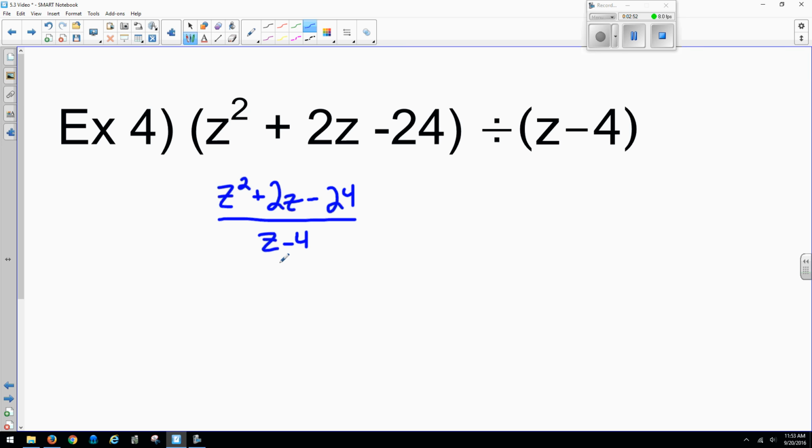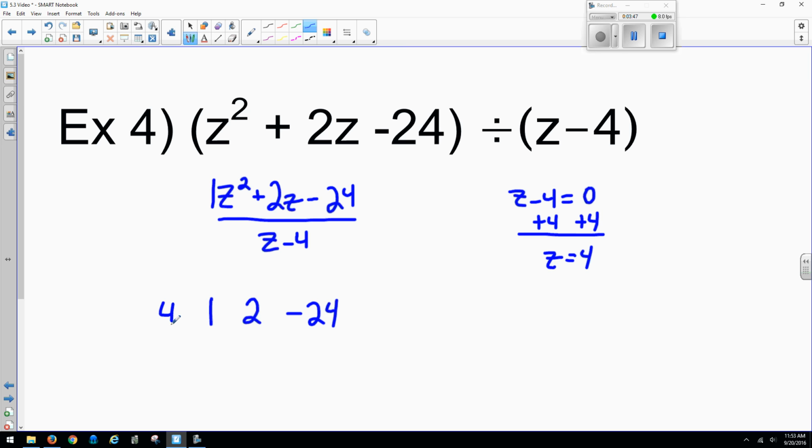So because I'm dividing by z minus 4, here's what I'm going to do. I'm going to find if z minus 4 was graphed, I'm going to go ahead and find what the 0 would be. So I'm going to set the z minus 4 equal to 0 and solve for z. So z equals 4. That's what I'm going to use in what we call synthetic division. And this is how synthetic division works. I'm going to take the coefficients of every single term in the numerator. So for example, the z squared, the coefficient would just be 1. So I'm going to go ahead and take each of these coefficients, 1, 2, and negative 24. And then I'm going to take what the 0 would be, which is 4, and that's the number I'm going to be using for the synthetic division.